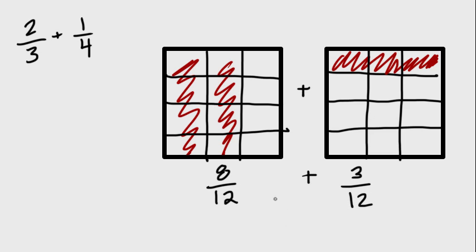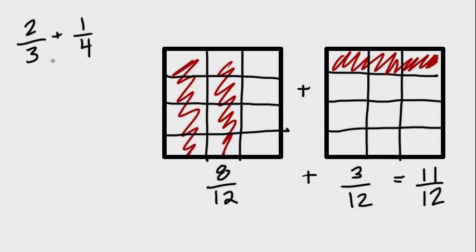And these are common. We've made them the same, right? Like people versus adults and children. We've made them the same. And so we can add these together. You could even draw a third box and color in the same amount of boxes and then add them all up. It's going to work the same. So 8 plus 3 is now 11. So our answer is going to be 11/12.